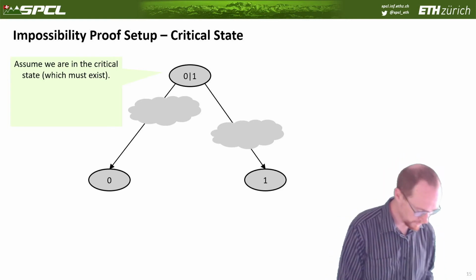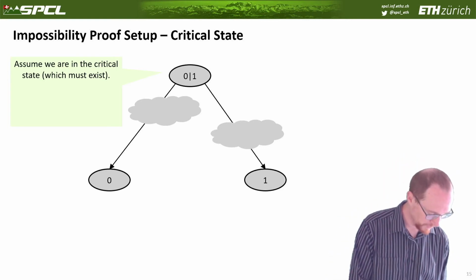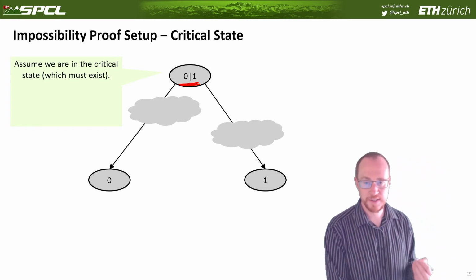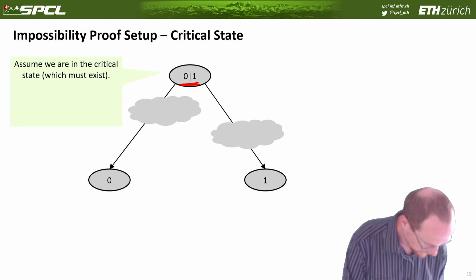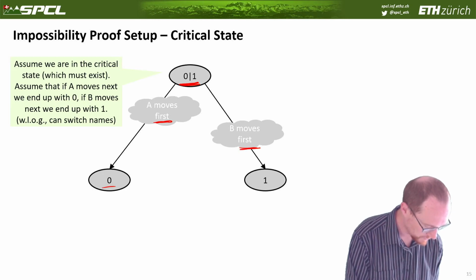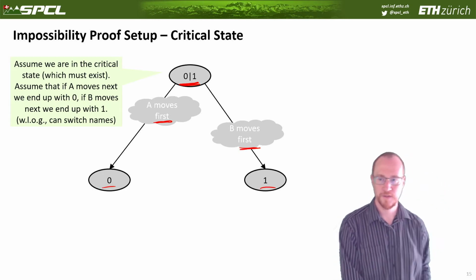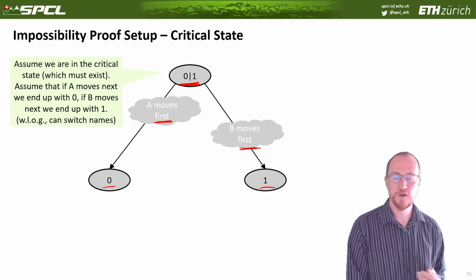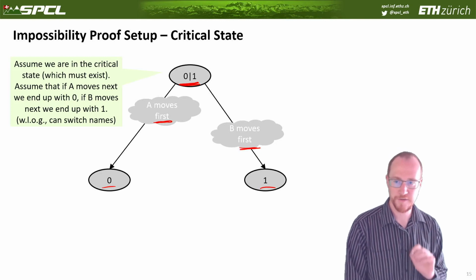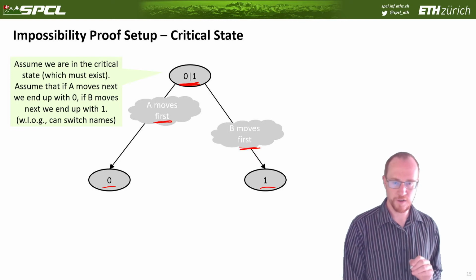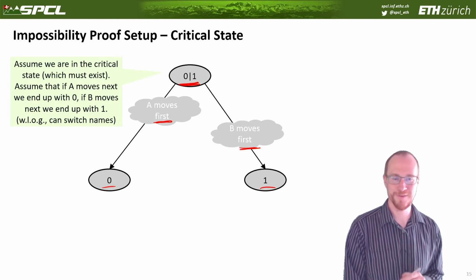Okay, so a little bit more in detail. So assume we have the critical state. We are in some critical state here. Right? So this is now not the root of the protocol. This is a bivalent state that is also a critical state. So the question is now, what can happen if A moves or if B moves in order to make a decision? Right? So assume now that if A moves first, we decide 0, just without loss of generality. And if B moves first, we decide 1. And if you don't like this, you can just switch it without loss of generality.